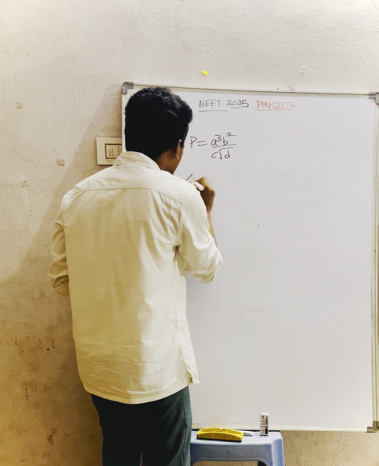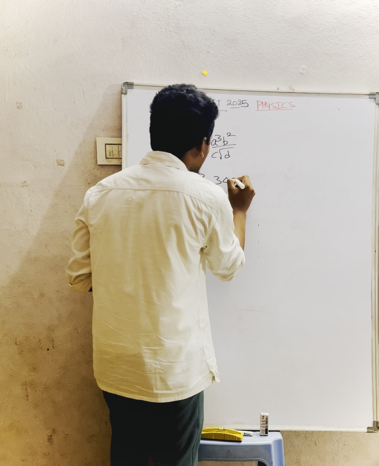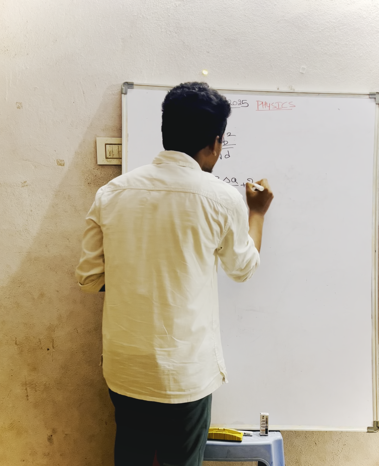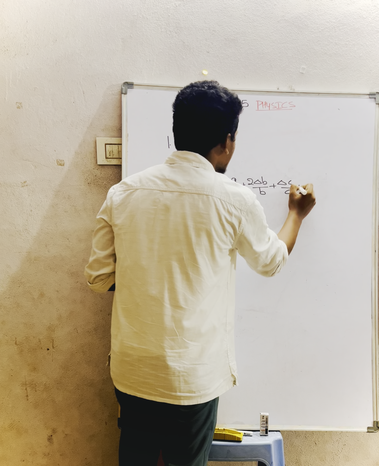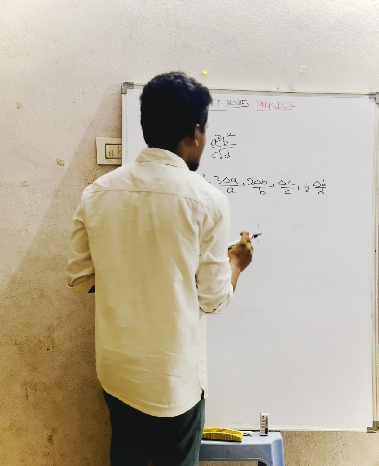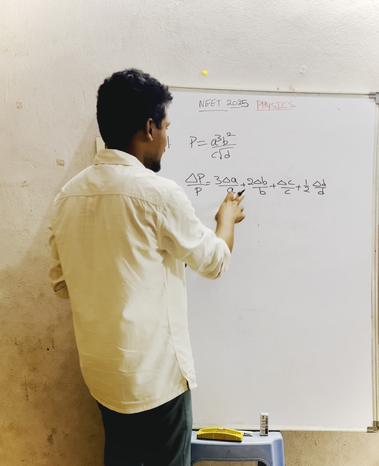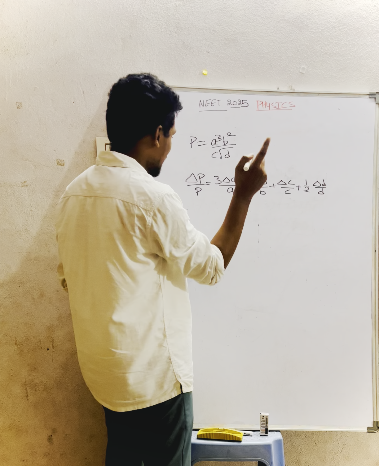How do I do that? Delta P by P should be equal to 3 times delta A upon A plus 2 times delta B upon B plus delta C upon C plus half delta D upon D. Now let's plug in the values. Delta A by A, delta B by B, delta C by C, and delta D by D are given. Now I'll just plug in the values.